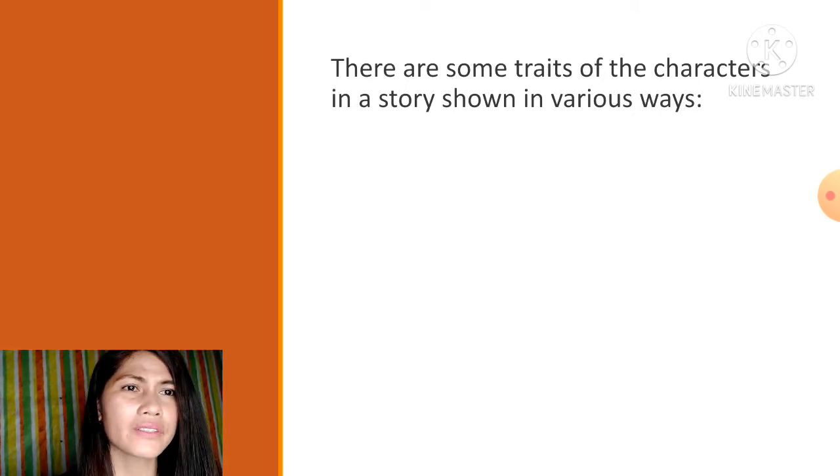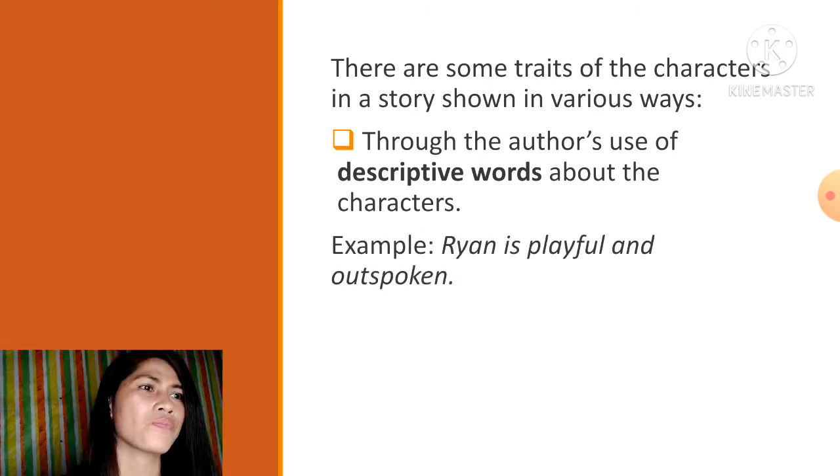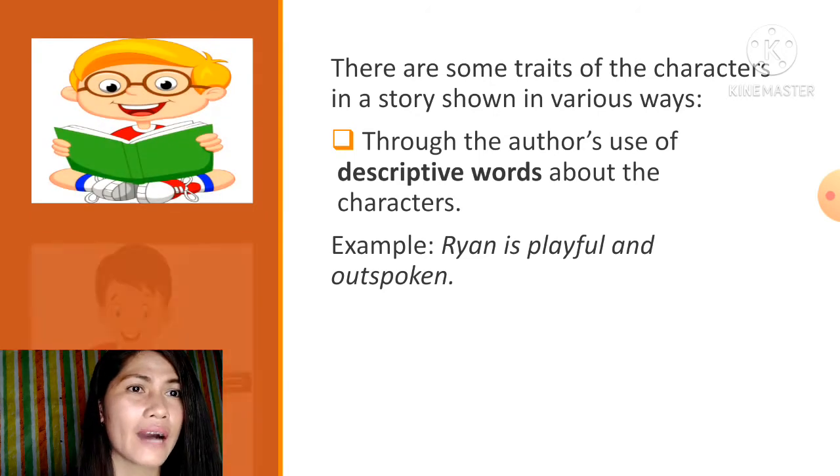And in characters, there are some traits of the characters in a story shown in various ways. So the characters in a story are shown in terms of descriptive words. For example, Ryan is playful and outspoken. So Ryan as the character is described as playful and outspoken.